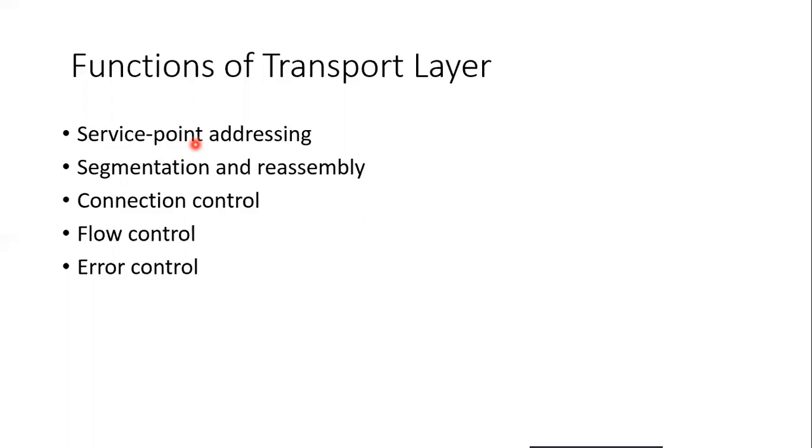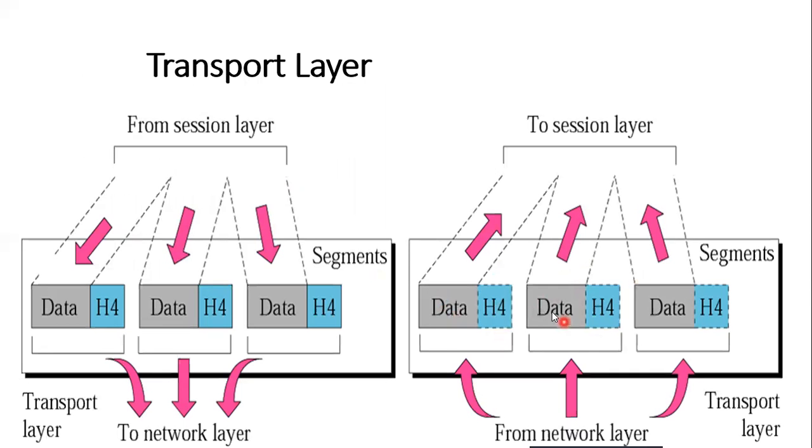Then segmentation and reassembly. Here a message is divided into segments. Each segment contains a sequence number, that is a unique number. These numbers enable the transport layer to reassemble the message correctly upon arriving at the destination, and to identify and replace the packets that were lost in transmission. So each segment has a number and is transmitted, and at the other end, the message is reassembled by using these segment numbers.